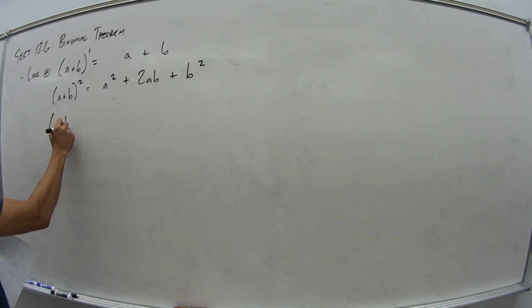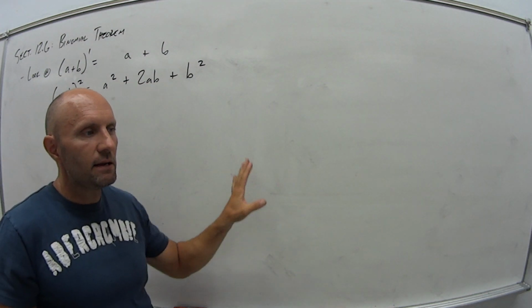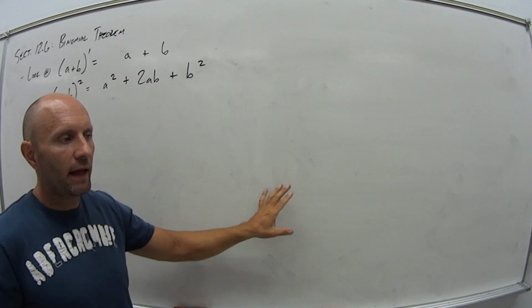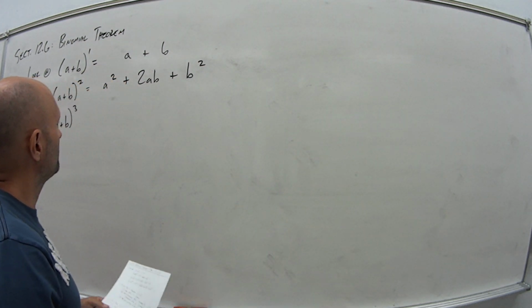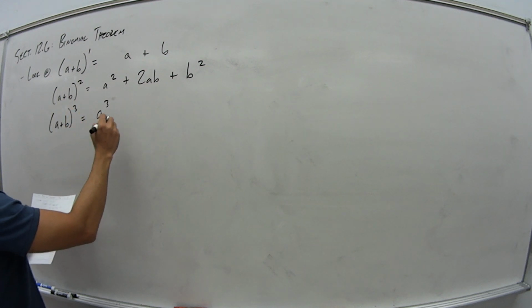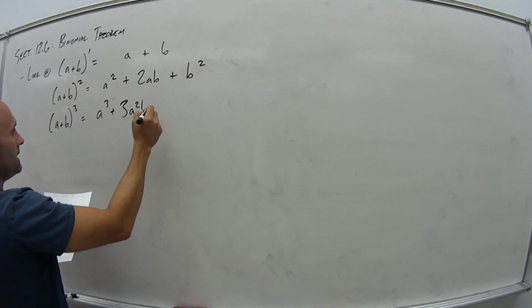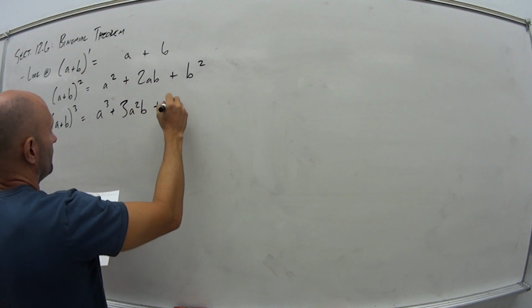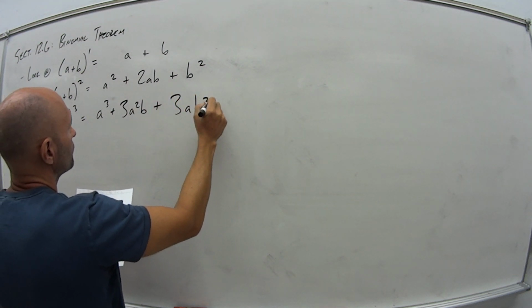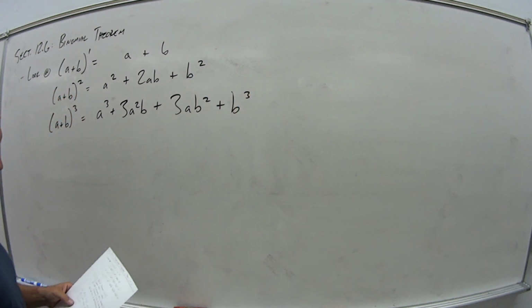If I did A plus B to the third power, so A plus B times A plus B, I FOIL that, and then I multiply it by A plus B again, I would end up with A to the third power plus 3A squared B plus 3AB squared plus B to the third power.